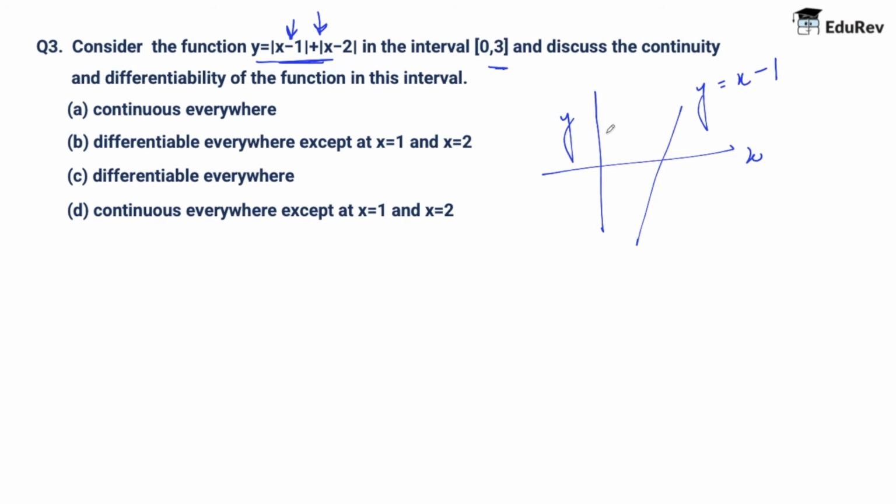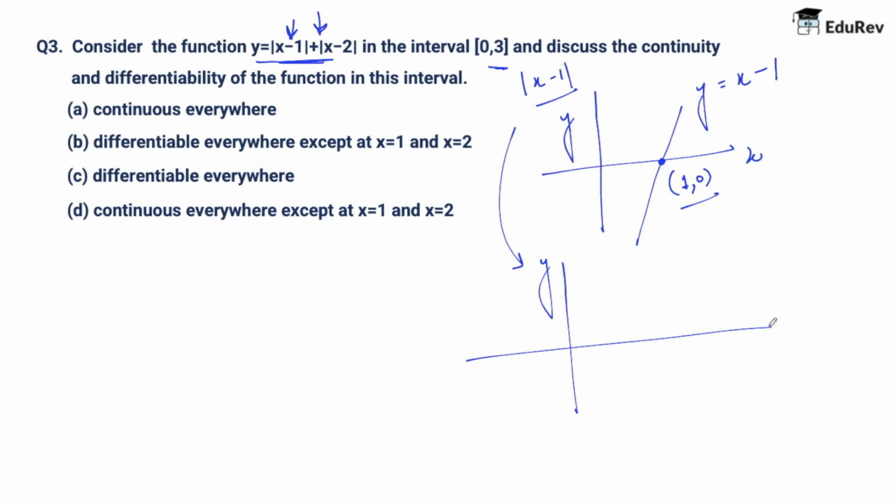Correct. And this is going to be 1, 0. Now what we need to do is find the function mod of x minus 1. Correct. So let's plot a graph of that. So this is going to be the y-axis and x-axis. And mod of x minus 1 will be, this is going to be 1, 0. And this is going to be y equals x minus 1. And this is going to be y equals minus x plus 1.